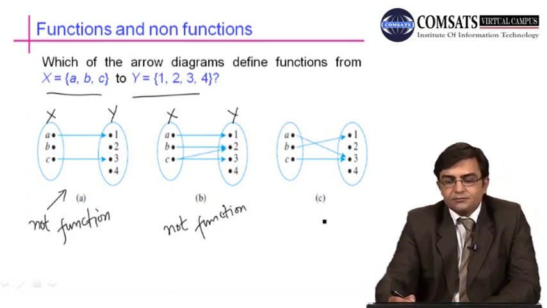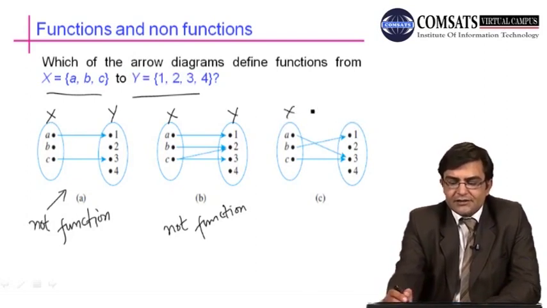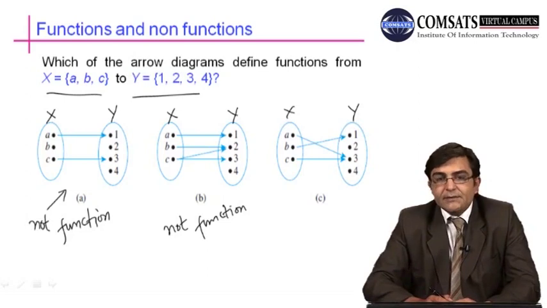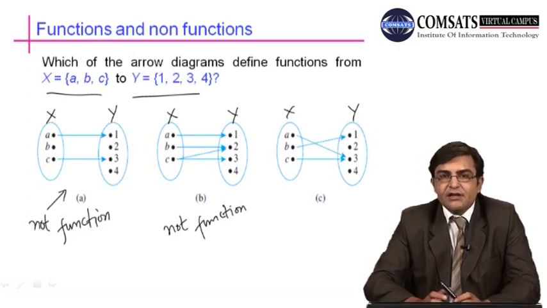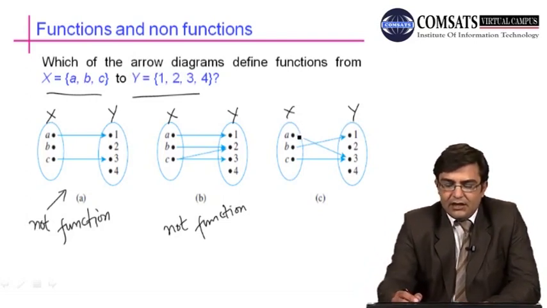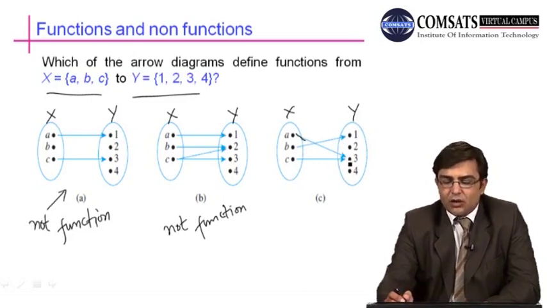Now we check here. The first condition is that each element of X is related to some element of Y. So here we can see that A is related to some element in Y, B is related to some element in Y, C is related to some element in Y.